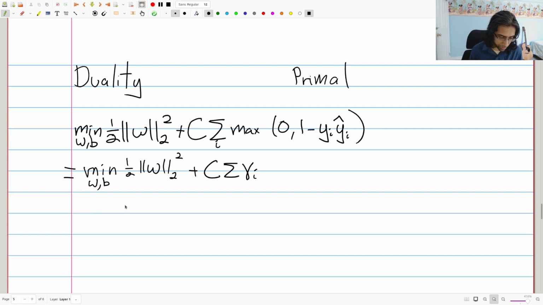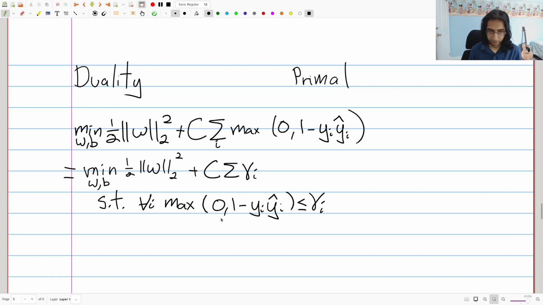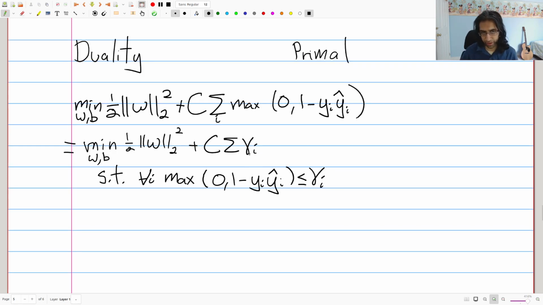And what we're going to do is we're going to say we have this optimization problem such that for all I, we have that max of 0, 1 minus yi hat is less than or equal to gamma I. So this is essentially an equivalent way of writing this, similar to how we use margin. It essentially says that all of these things are going to be less than or equal to gamma. This is going to be more convenient for reasons that we'll see and get into.